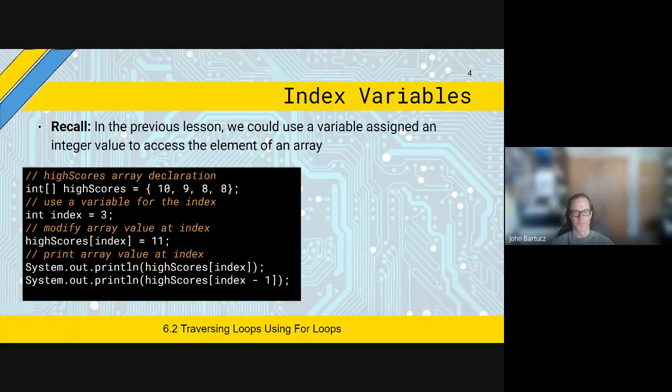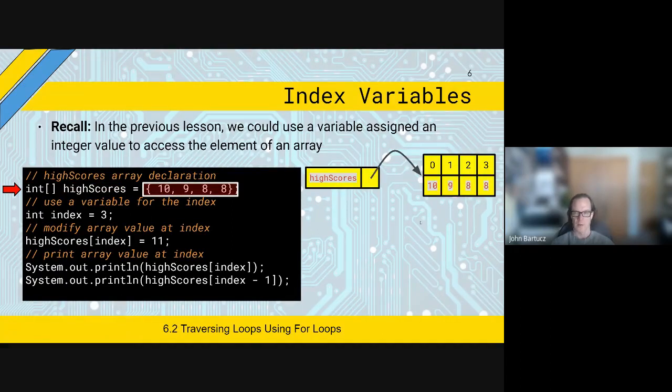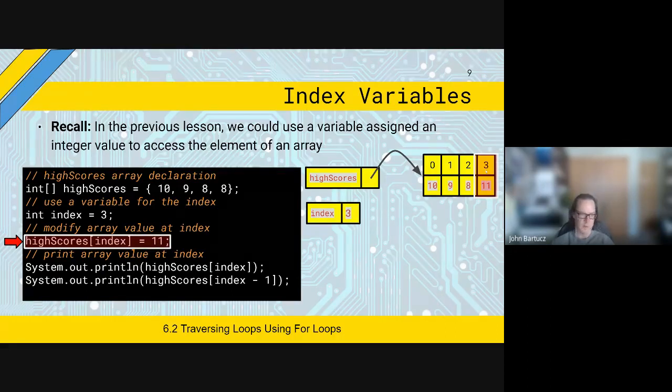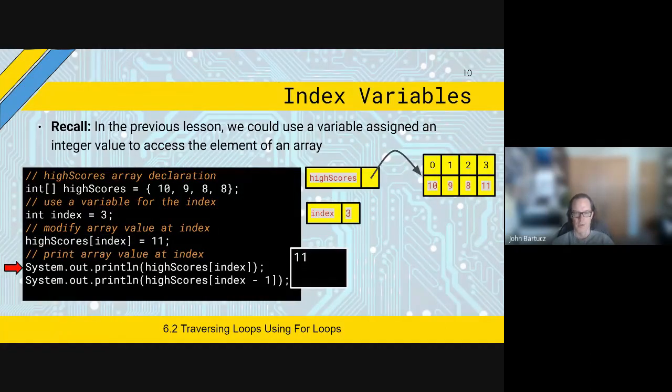So declare the variable high scores as an integer array and set it to 10, 9, 8, 8, 8. And you can see the positions at the top there. We've created a new variable for the index. Modify high scores at index 3 and set it to 11. And you can see on the right-hand side of the screen there, it's set to 11. And it prints out high scores at index 3 and high scores at index 2.